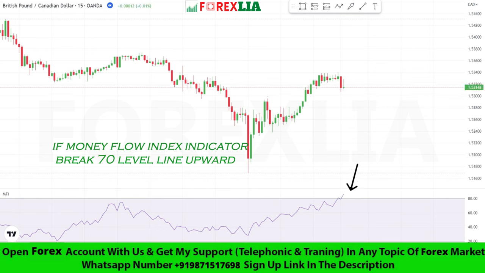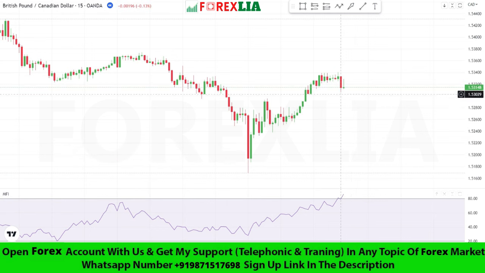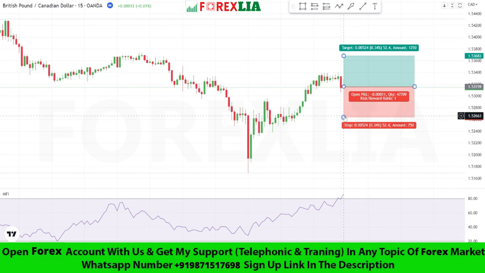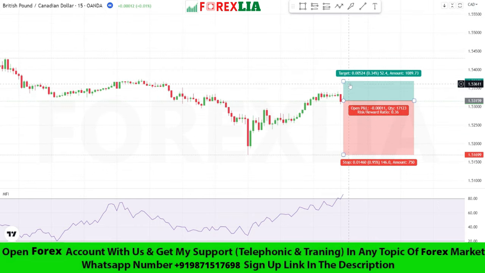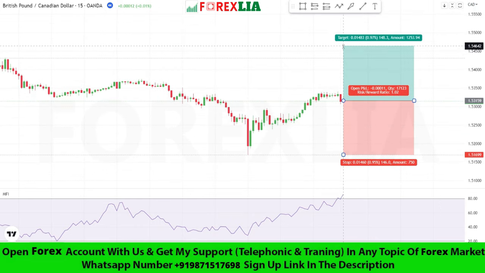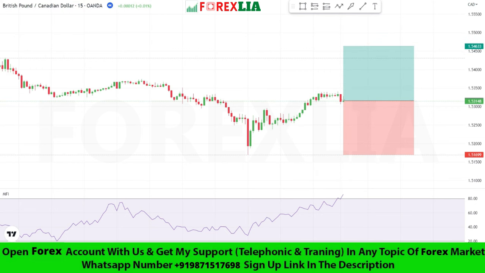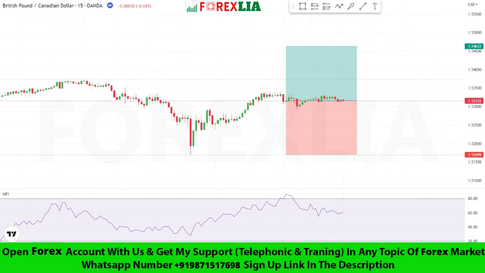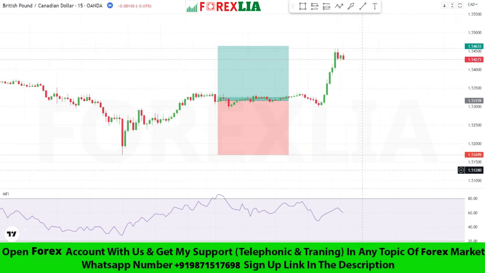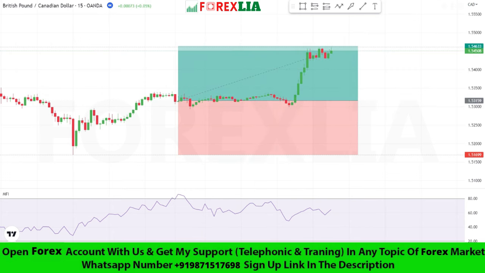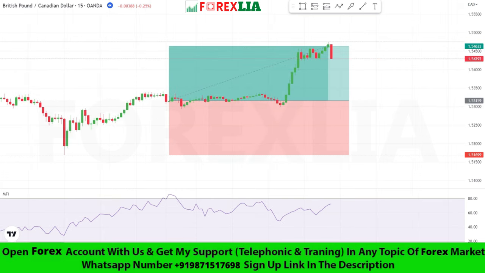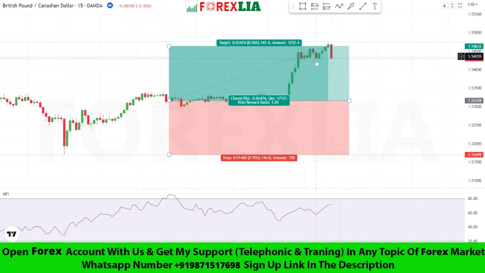Here is the buy signal confirmation. We take a buy trade here. Set the stop loss at the previous low point. Set the profit target at 1:1. We won this trade.